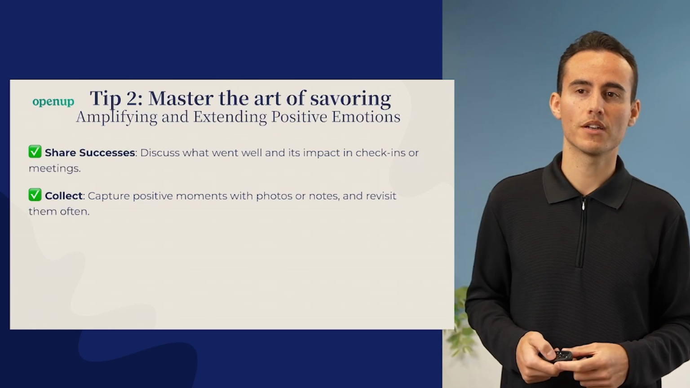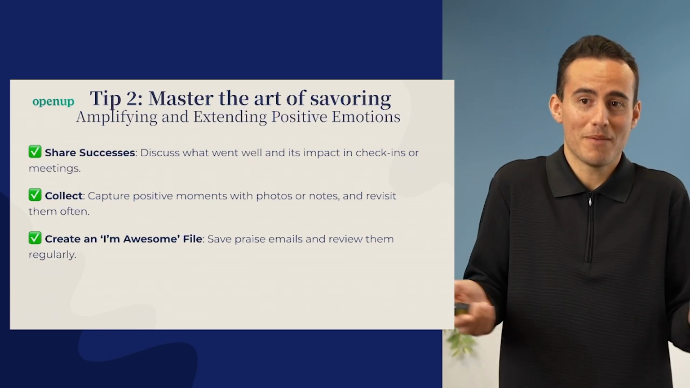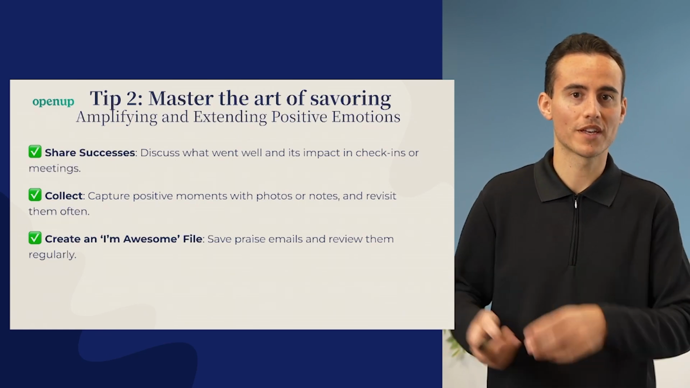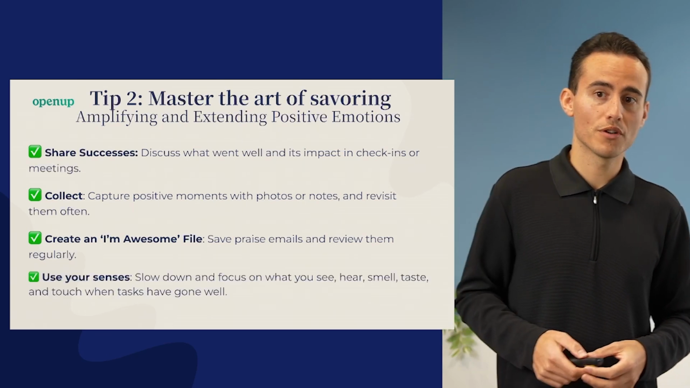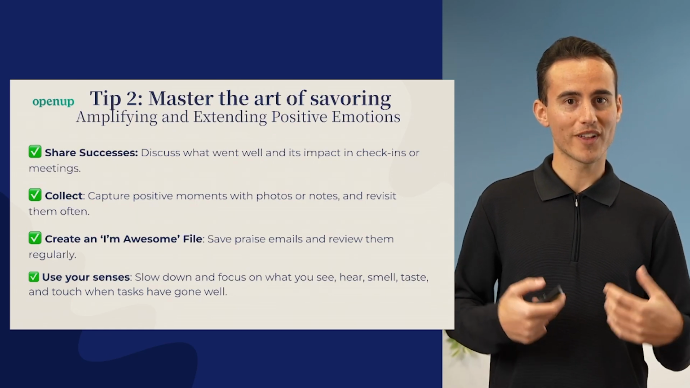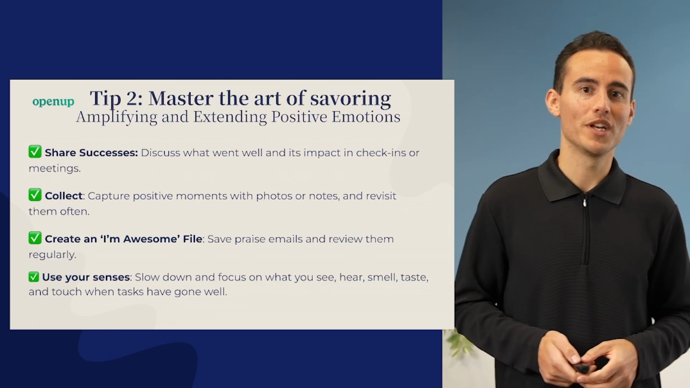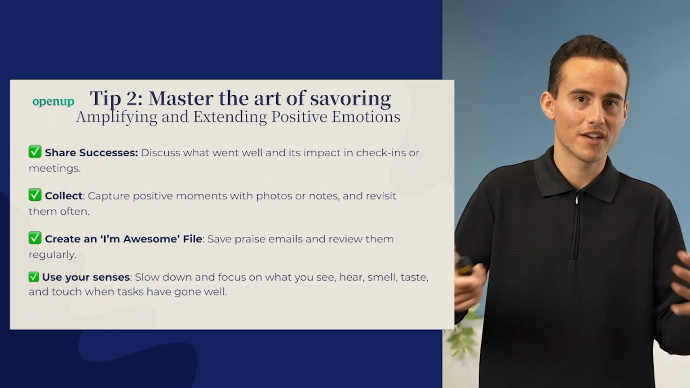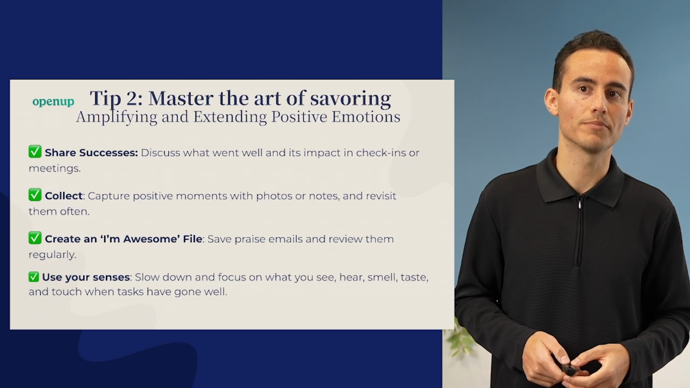Maybe collect positive things. You could think about photos or notes, and you can revisit them quite often. Maybe you could create, let's say, an I'm awesome file. If you get some positive feedback in the chat or in your mail, just archive it in a specific folder and look at it regularly to help you see that you're doing quite well. And also use your senses. If something is going well, think about what you can do to amplify this feeling. It could be as easy as drinking coffee. Instead of pouring it down really quickly, you can take a bit of focus, slow down, and really enjoy the coffee, because those positive moments bring an easy way of more positive impact during your day.